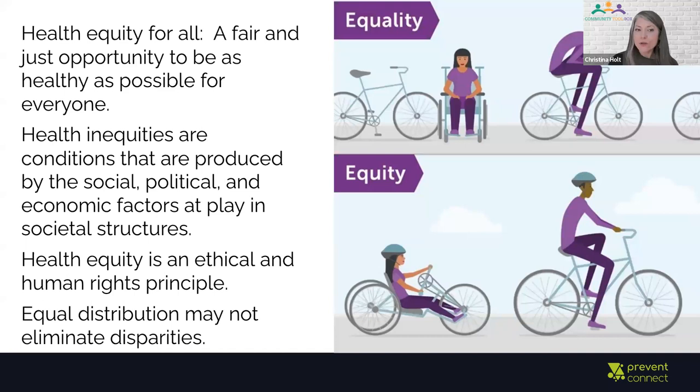As we dive in, we're going to just define a few more concepts. So health equity is a fair and just opportunity to be as healthy as possible for all. Health inequities are conditions that are produced by social, political, and economic factors at play in societal structures. Health inequities are unjust because they are avoidable and they are preventable. They are a consequence of our current systems. Thus, we can intervene. Health equity is both an ethical and a human rights principle.